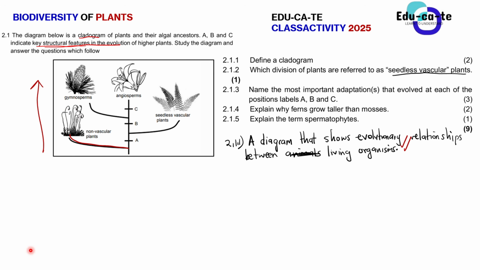Remember, the non-vascular plants are the bryophytes. We say they are non-vascular because they do not have a vascular system. Examples of bryophytes that they usually refer to are mosses. A vascular system, remember, is a xylem or a phloem. So if they do not have a xylem or a phloem, those are non-vascular plants. Those are bryophytes.